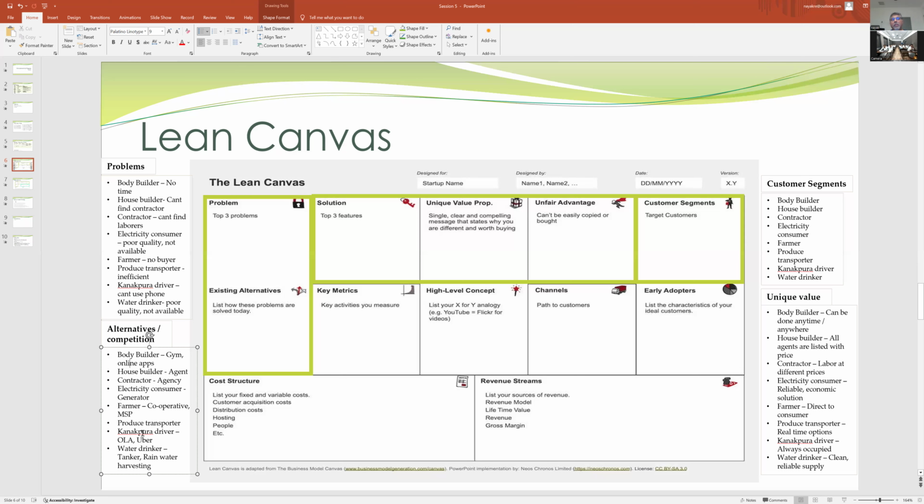Then the Kanakpura travel alternative is Ola and Uber, if he can use the phone. But if he says that my problem is I don't know how to use a phone, then this is not an alternative. His only alternative is to put an advertisement and get it. Then water drinker, what are his alternatives? If water condensation is not an option, then he goes to a tanker. He gets a tanker to come to his house or his neighborhood. He or she does rainwater harvesting and now has potable drinking water. So these are alternatives. So this is competition.